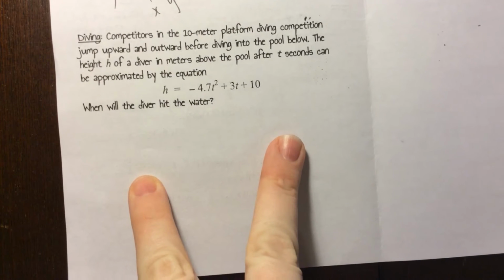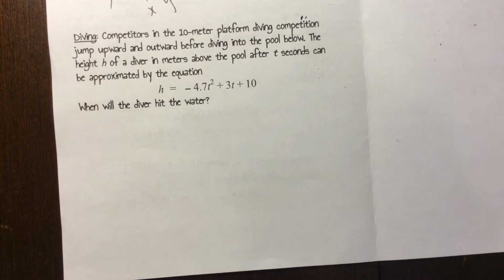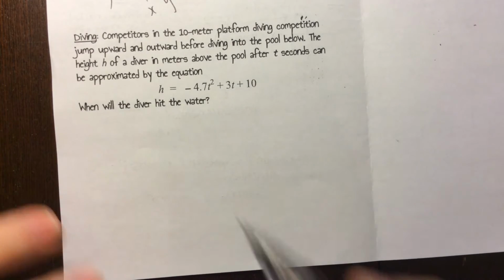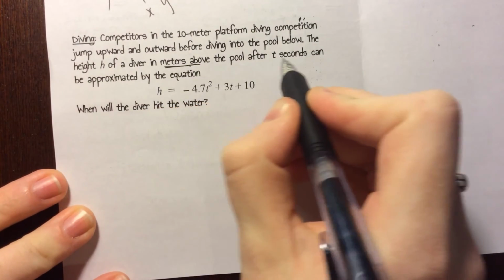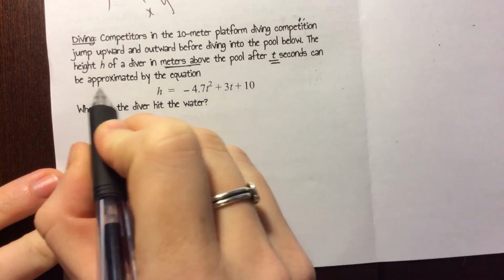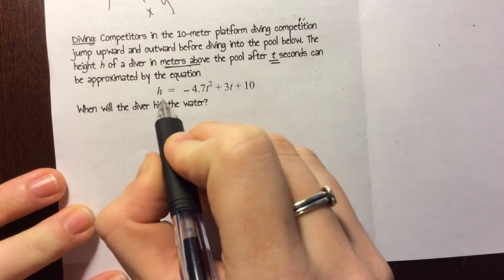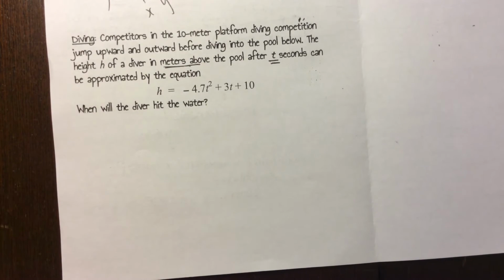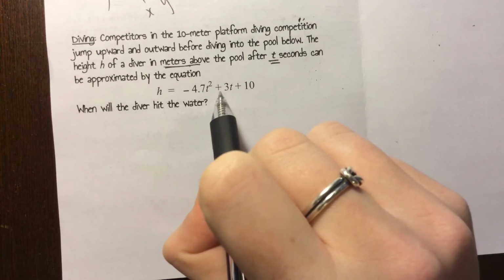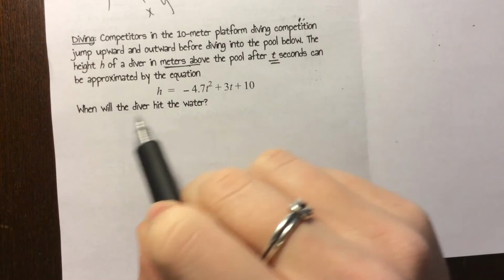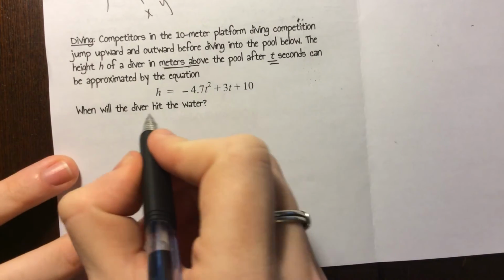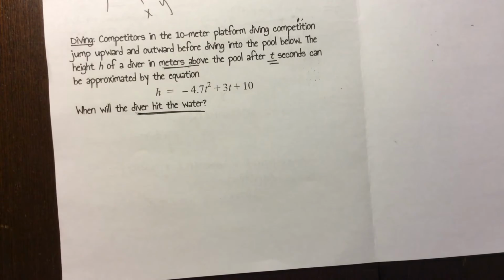Next word problem. Competitors in a 10-meter platform diving competition jump upward and outward before diving into the pool below. The height, h, of a diver in meters above the pool after t seconds can be approximated by the equation h equals negative 4.7 t squared plus 3t plus 10. When will the diver hit the water?